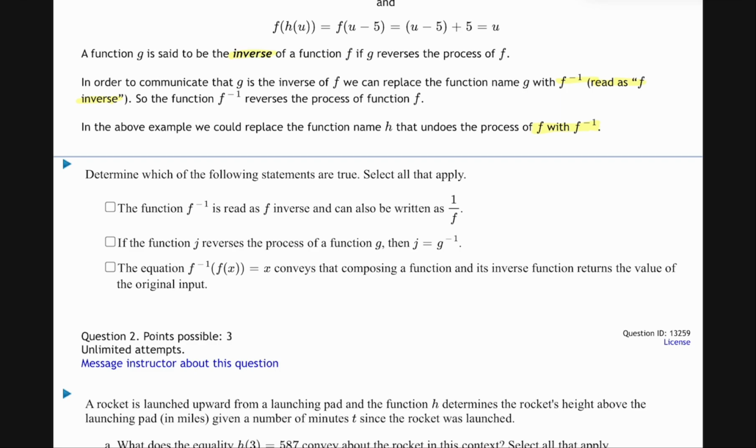And then that leads us to a few questions here. The function, this notation, is read as the inverse of f and can also be written as this. No, it does not mean a power, so that one's out. If the function j reverses the process of function g, then we could rewrite that as g inverse. Yep. And the last one says f inverse of f of x equals x conveys that composing a function and its inverse returns the value of the original output. Yep. So you don't want that one.